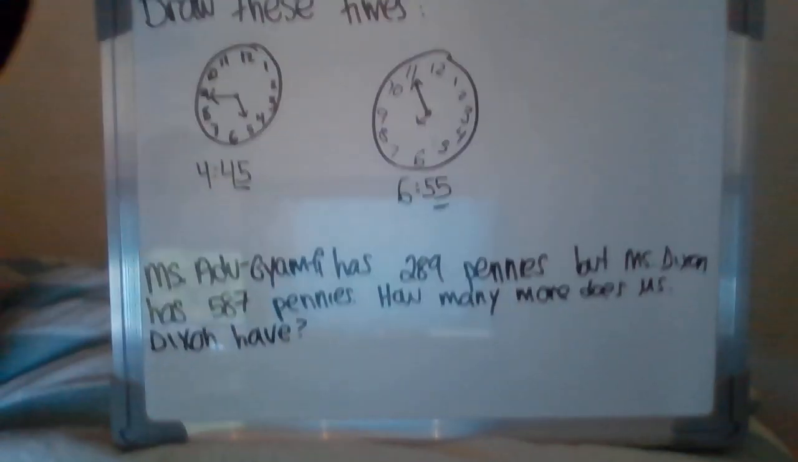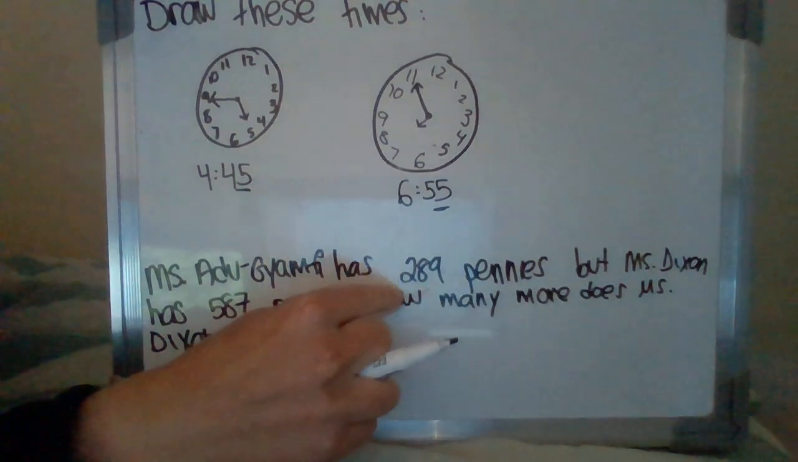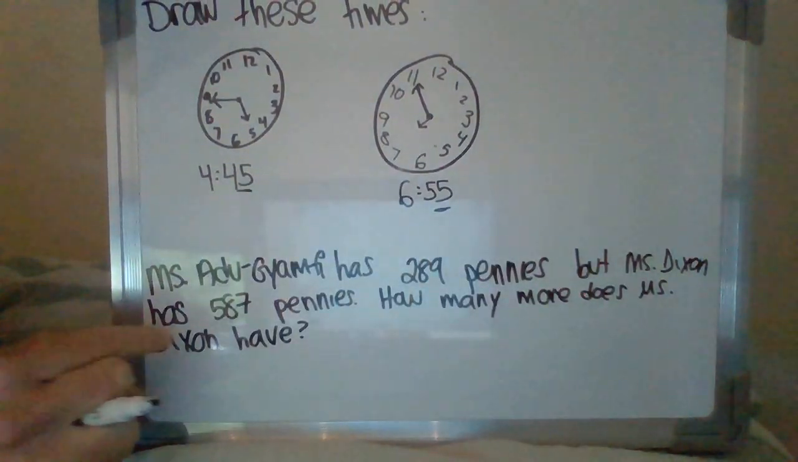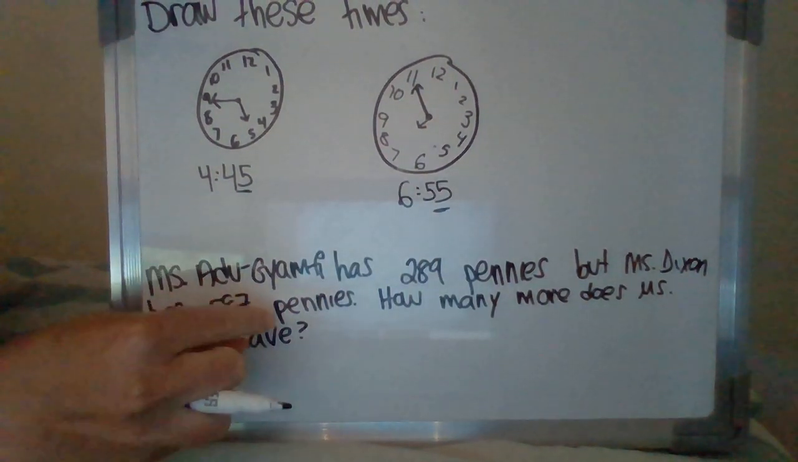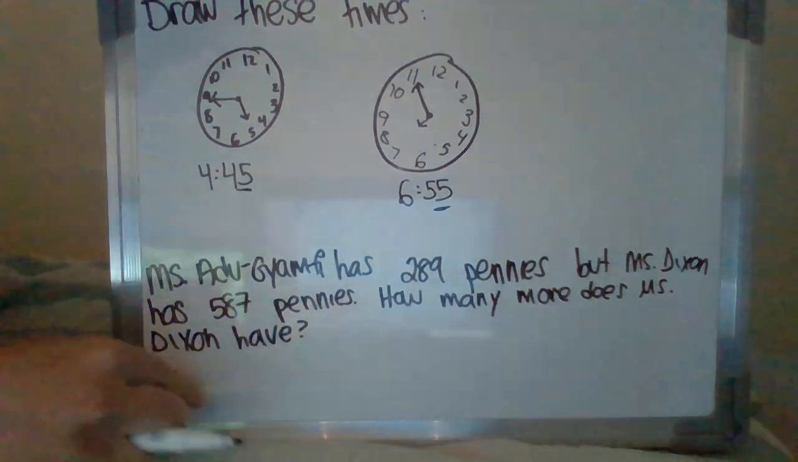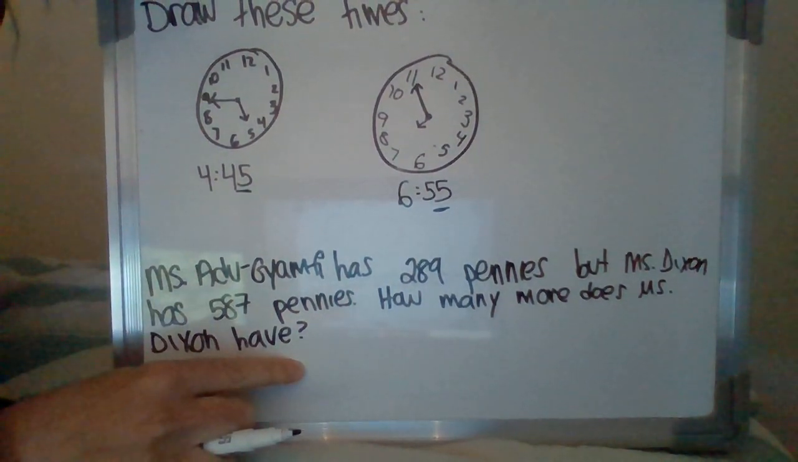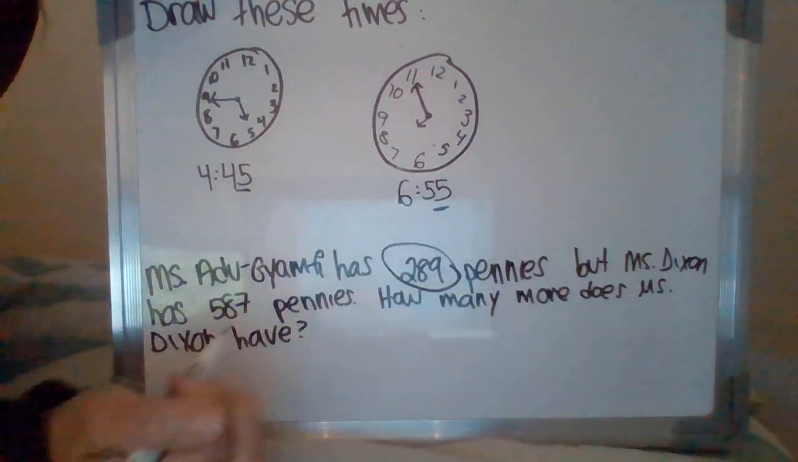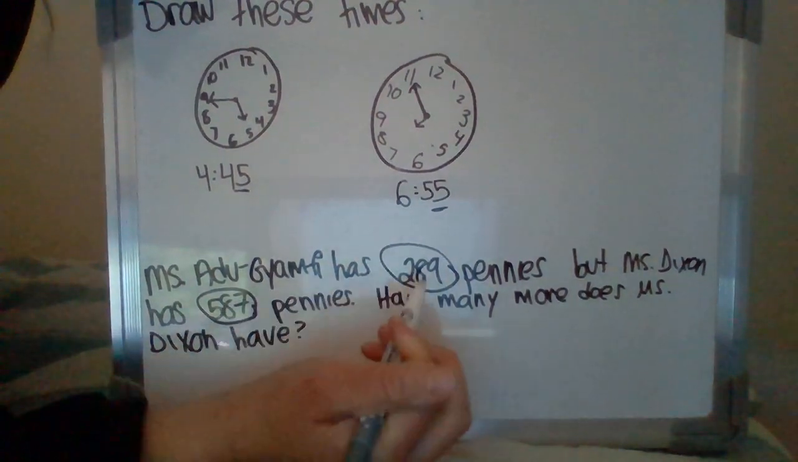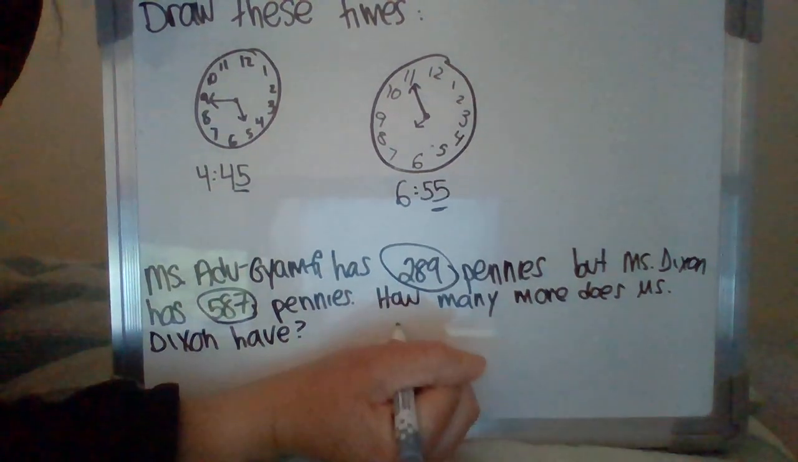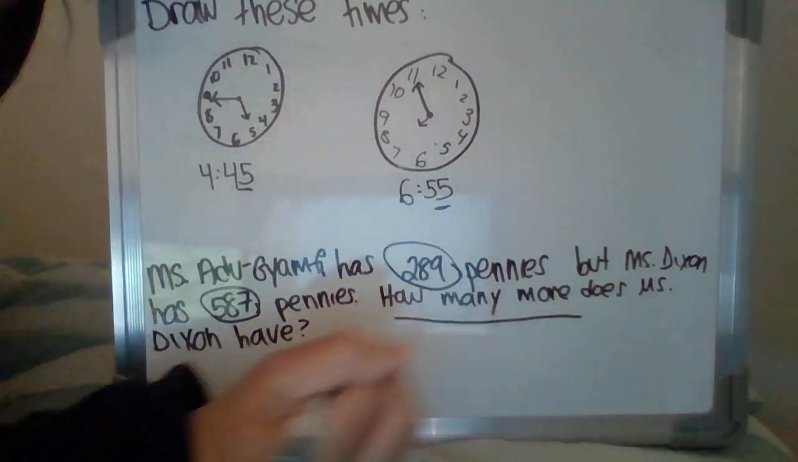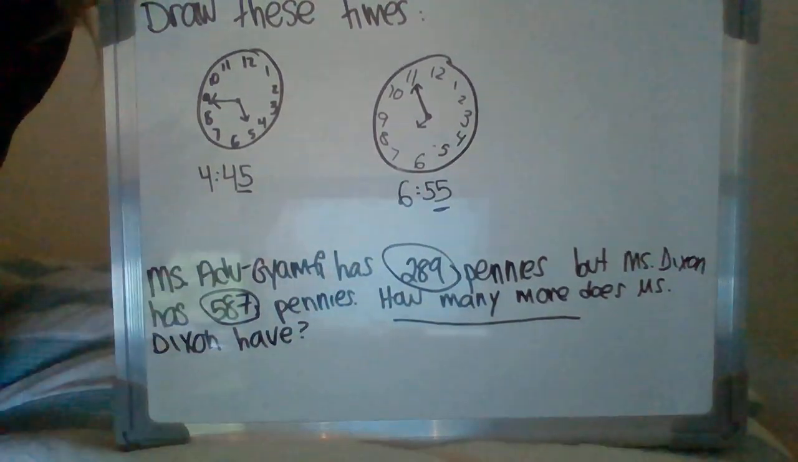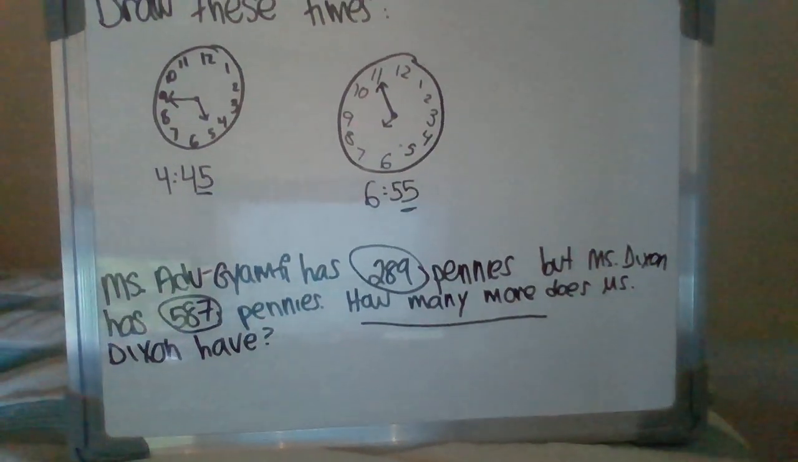All right, you got one more question. He has 587 pennies. Sam has 289 pennies. How many more does Miss Dixon have? So I'm going to circle the important question. I know 587 and 289 are important. And how many more is also important. So go ahead and make sure that you write your numbers in first and then solve for 2 minutes.